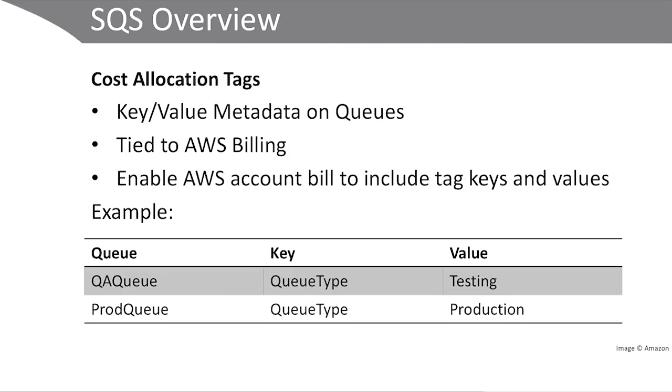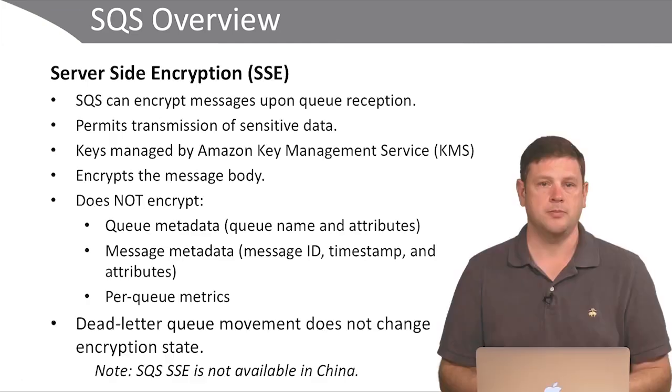Cost allocation tag. I mentioned there are 2 useful features for SQS, one being the dead letter queue. This is the other one. You can add key value metadata to a particular queue, and this information can be seen in billing. So you can bill particular departments based on which queues they're using. I have some examples here. I have a QA queue, or a quality assurance queue, and a production queue, and then maybe the testing group has to pay for this one, and the production group has to pay for the other one.